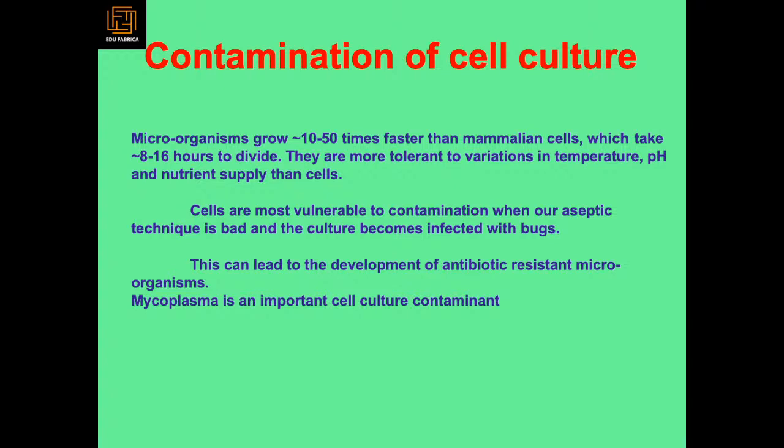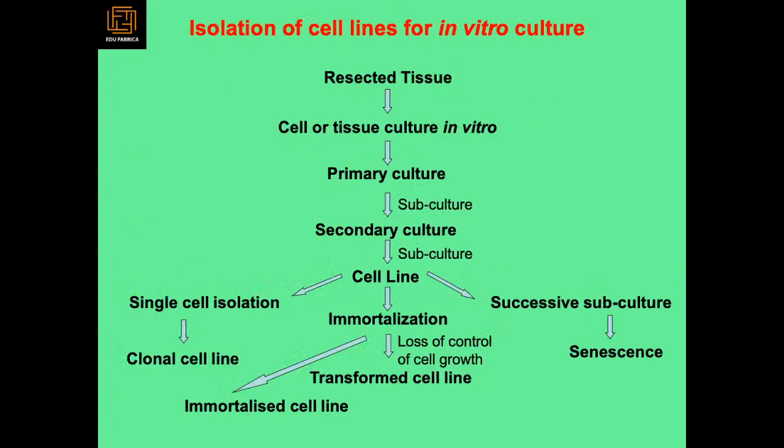So mycoplasma is one of the important cell culture contaminations. Then isolations of cell lines for in vitro culture, that is resected tissues, cell or tissue culture in vitro, primary culture, secondary culture, cell line, single cell isolation, clonal cell line, successive subculture, immortalization is done, then transformed cell line could go into the immortalized cell line.